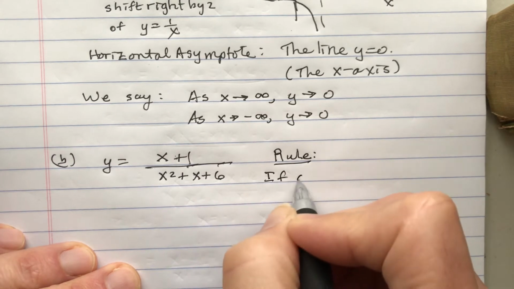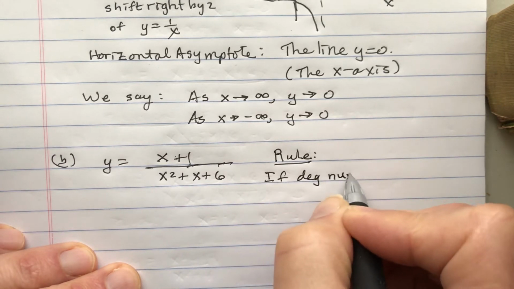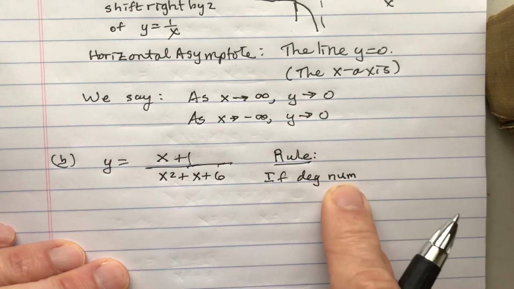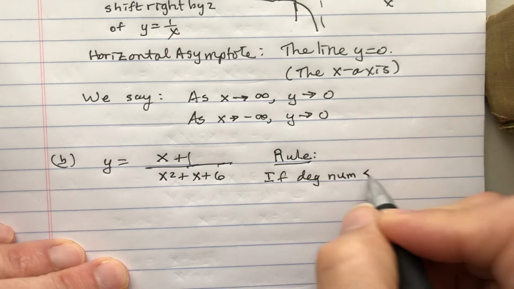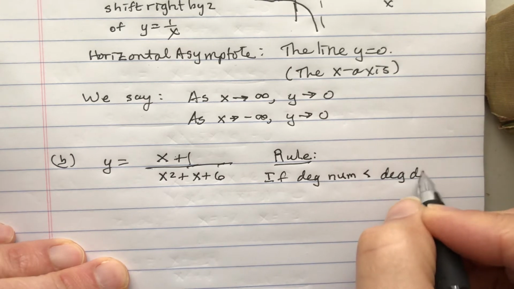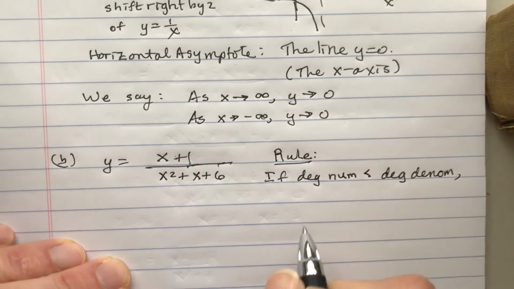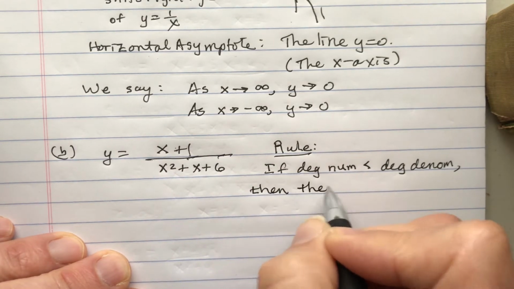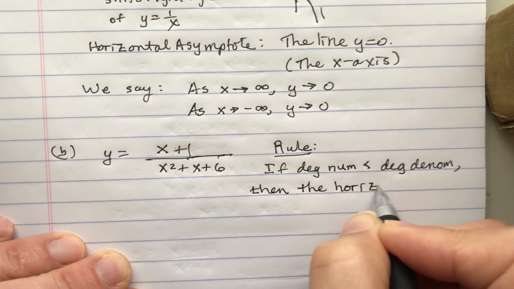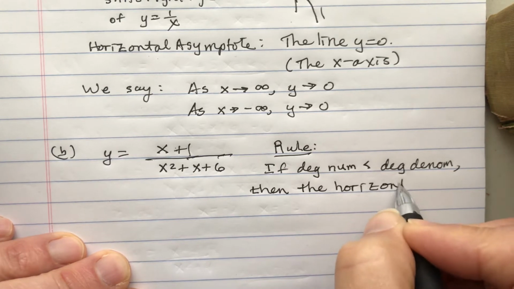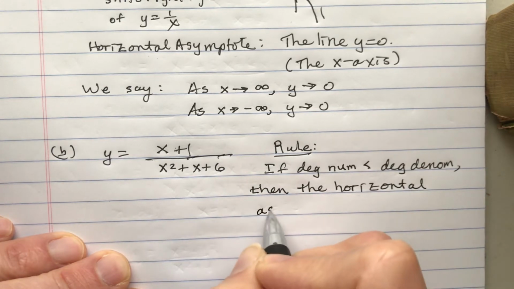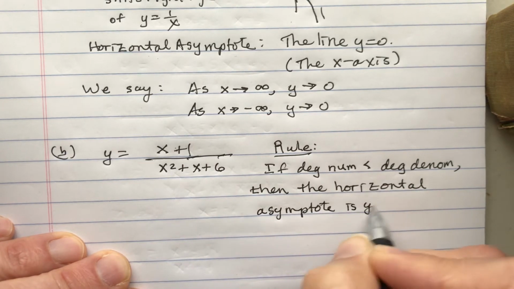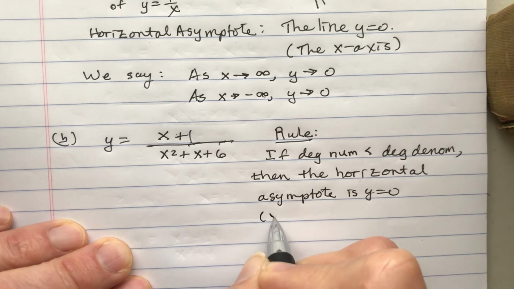If the degree of the numerator, so I'm shortening this because these are sort of long words in itself, degree numerator, is less than the degree of the denominator, then the horizontal asymptote, which you could write just as HA, is y equals 0, the x-axis.